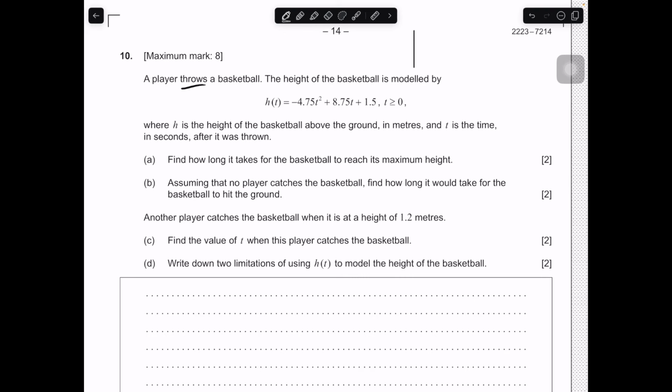So already we can imagine that we're going to have a quadratic, which is good. So h is the height of the basketball above the ground in meters, and t is time in seconds after it was thrown. Find how long it takes for the basketball to reach its maximum height. So we've got a function already which relates height and time. I think the most straightforward thing to do would be to graph this function and then find out these features. So let's go to the calculator screen and work this out.